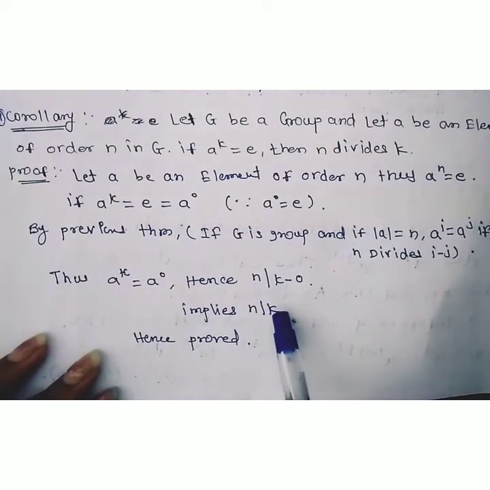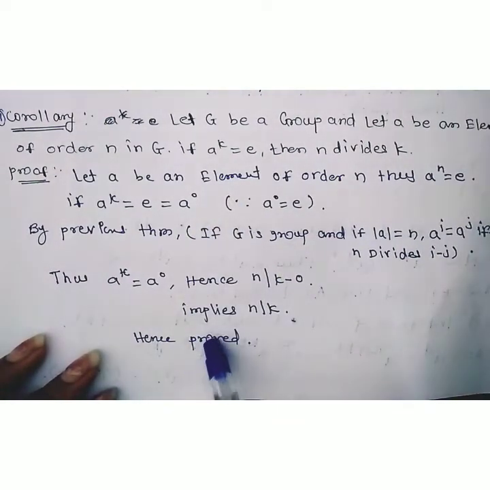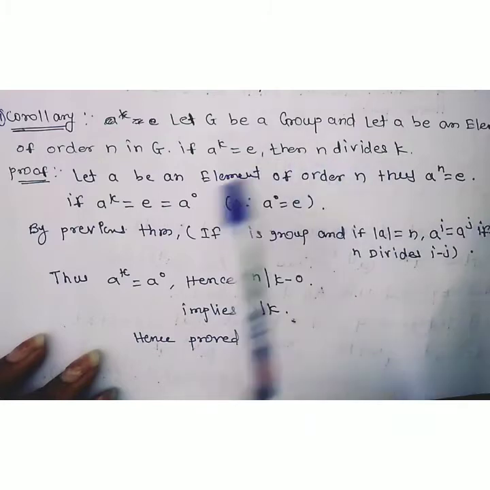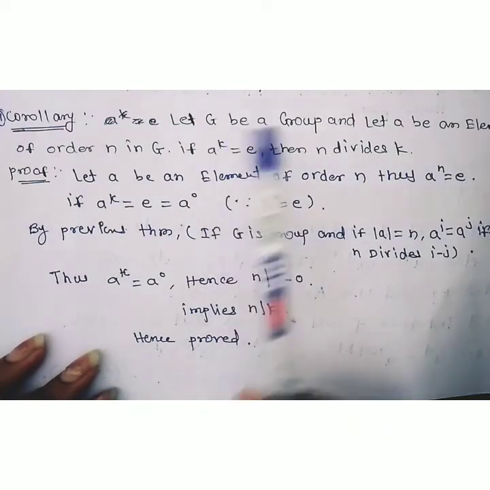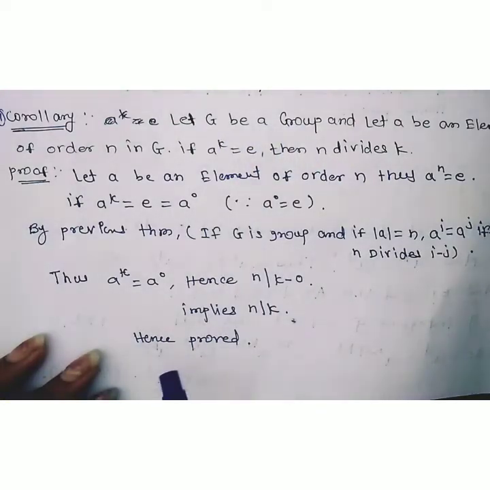Therefore go through this lecture, and it is easily proved that n divides k whenever A raised to k is equal to identity, where G is a group and A is an element of order n.